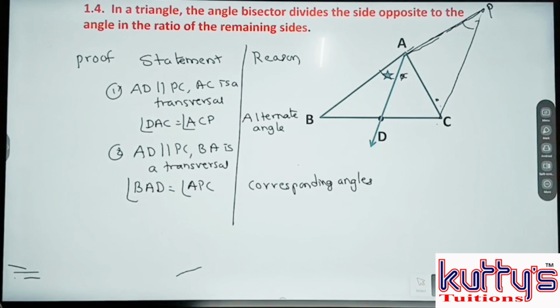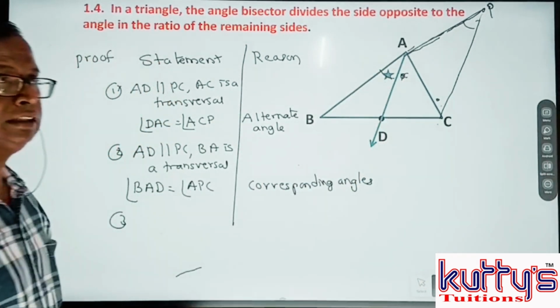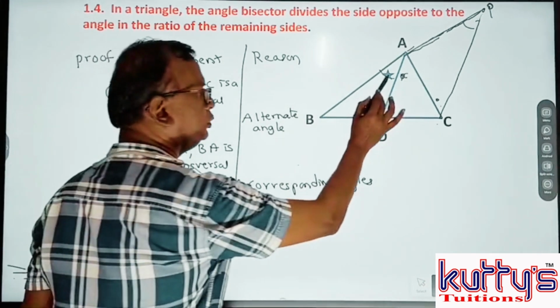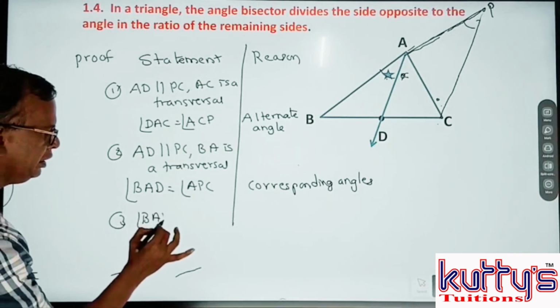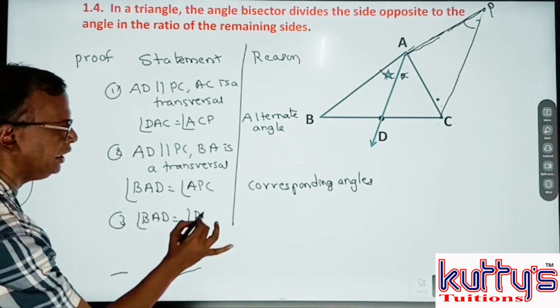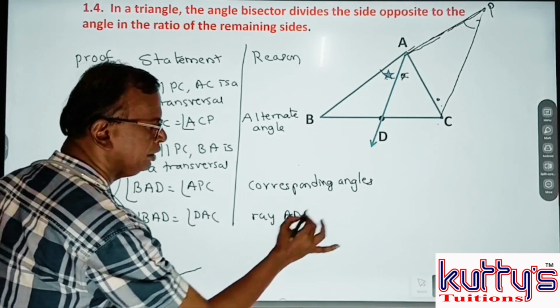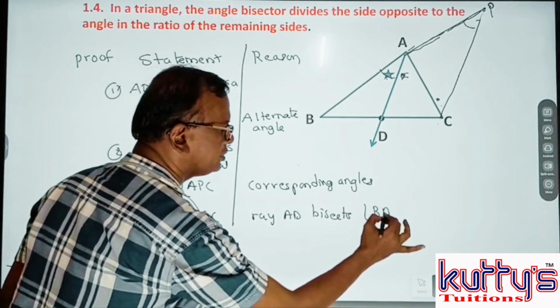Then the third step. Now AD is the bisector. What does the bisector do? It divides the angle into two equal parts. So this angle and this angle are equal. So I can say angle BAD is equal to angle DAC. Reason: ray AD bisects angle BAC.